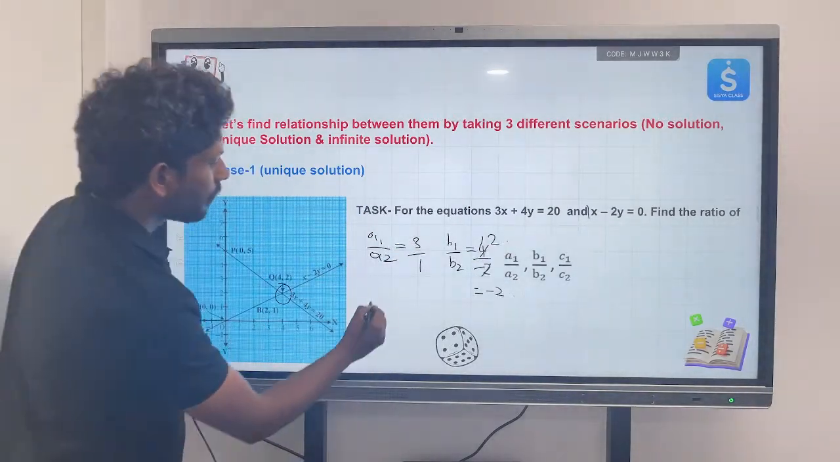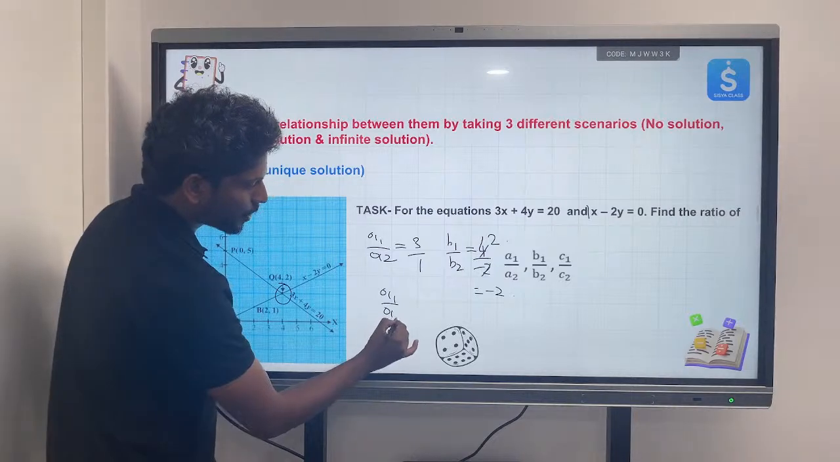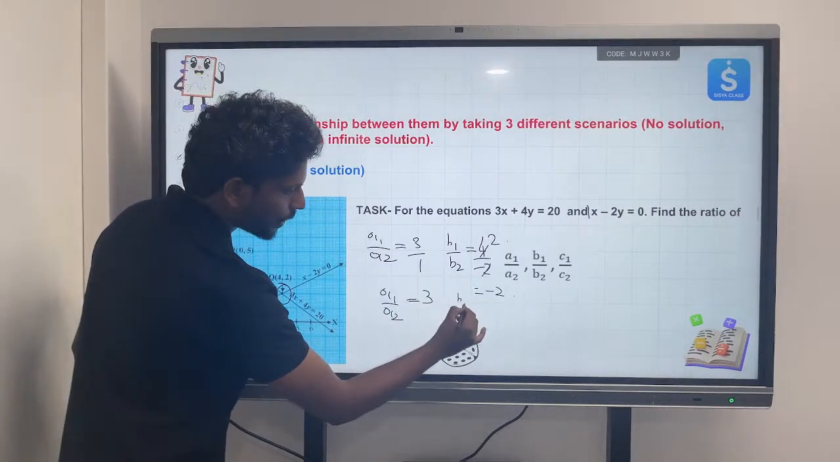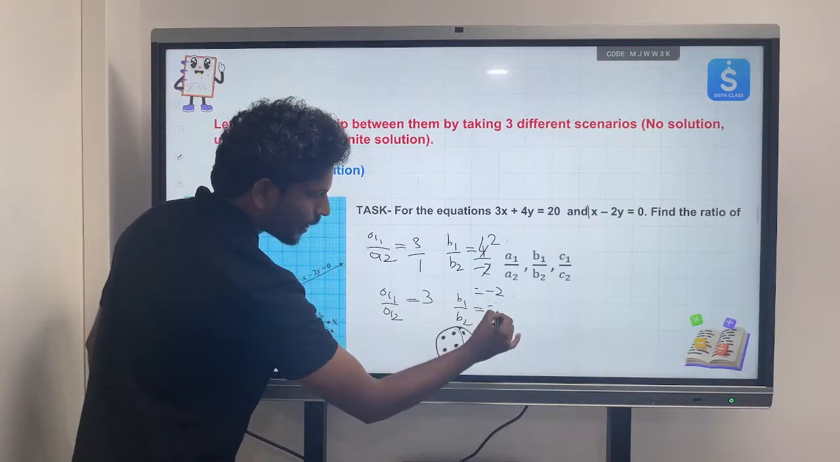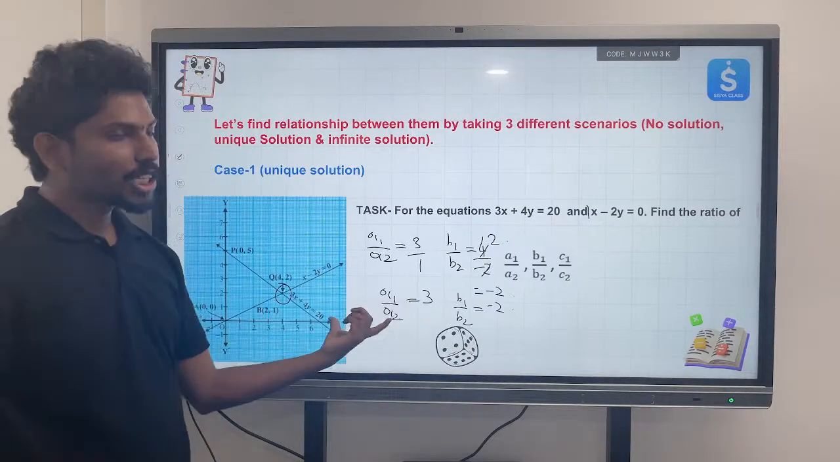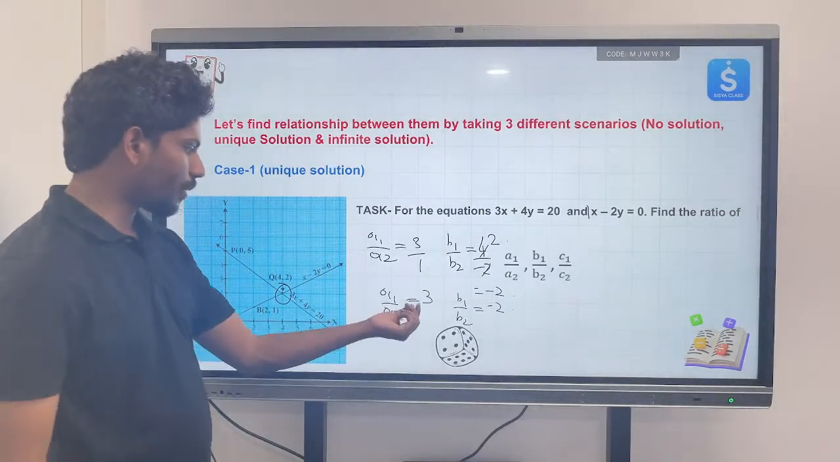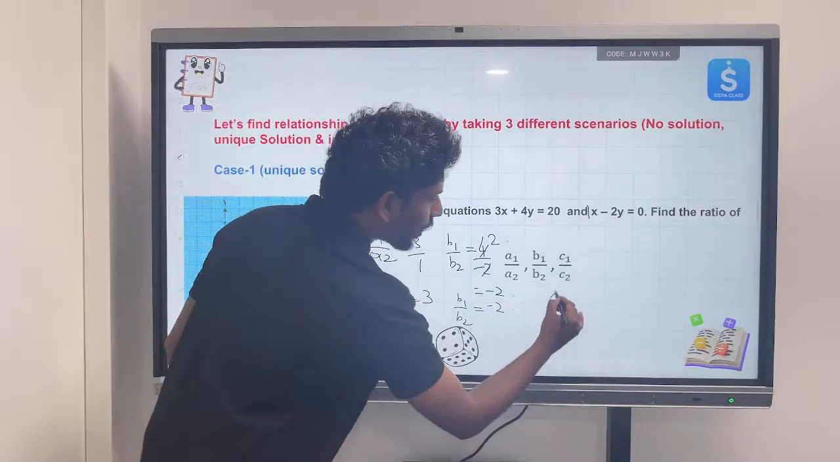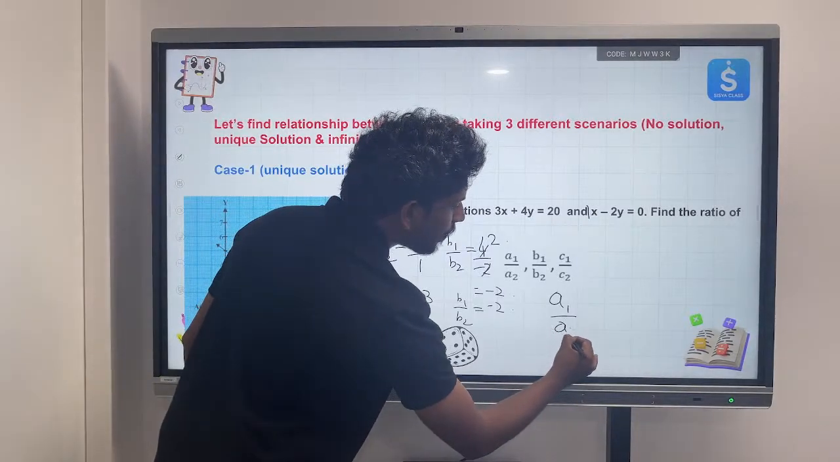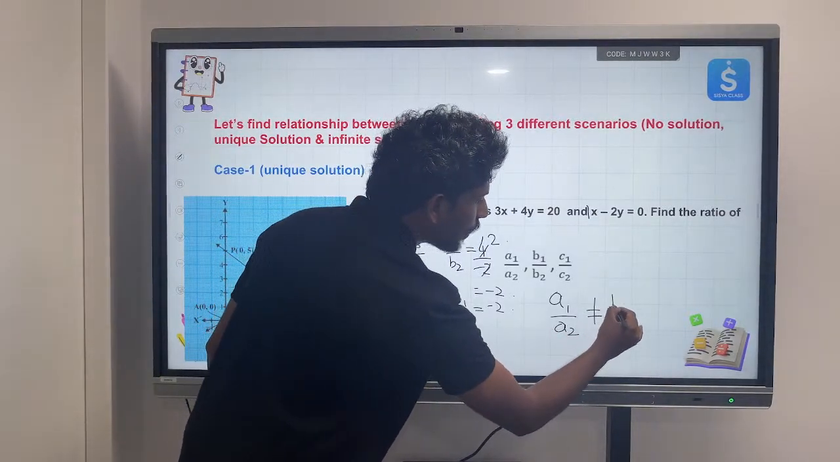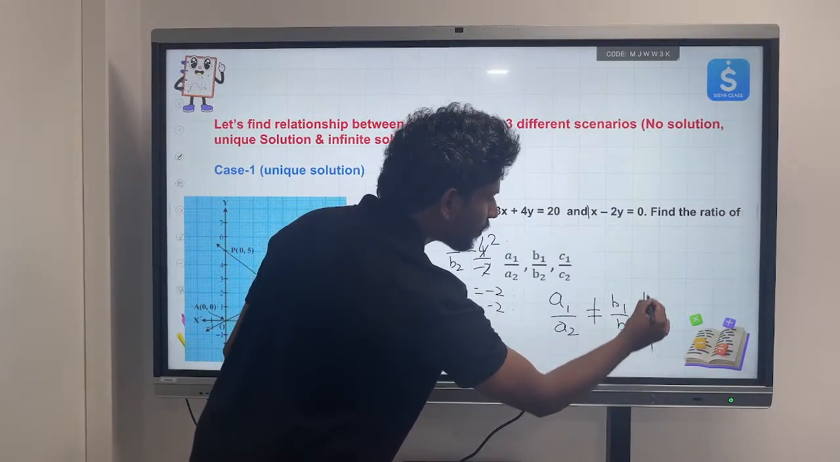Now what can I say about these two ratios? So b1 by b2 is minus 2. Now, can I say that these two ratios are equal? No, they are not equal because this is 3 and this is minus 2. So, can I just conclude that a1 by a2 is not equal to b1 by b2? Can you see this small observation here?